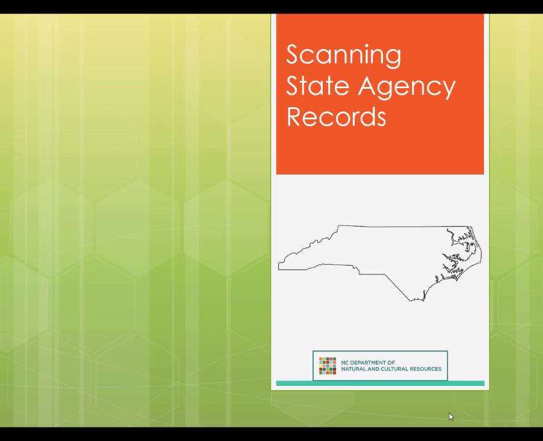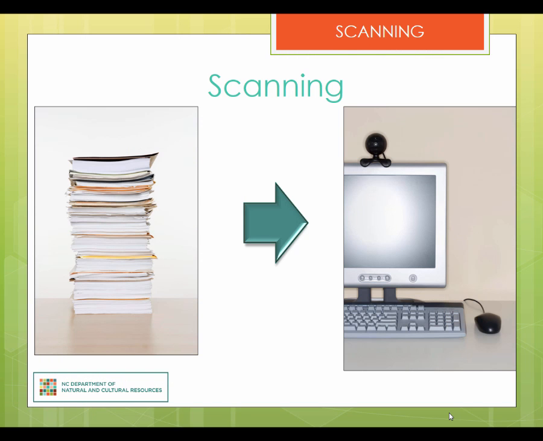Throughout this tutorial, I will use the terms scanning and imaging interchangeably to describe the process of turning a paper record into a digital file. State agencies may scan any record. Before embarking on a project to image existing paper documents, it is important to consider the costs and benefits of such a project, as well as the technological infrastructure in particular that will be needed to support this work.